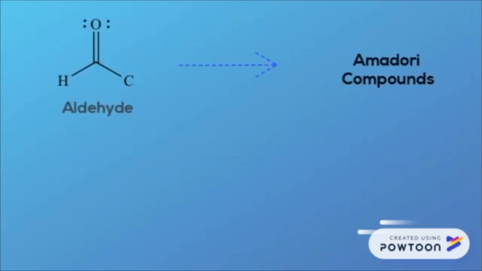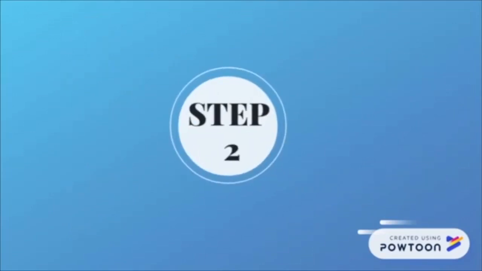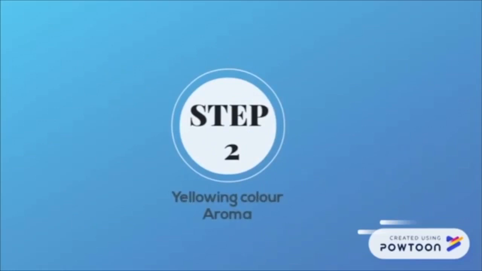Do know that the type of sugar determines the compound formed in the rearrangement step. As we use glucose, an aldehyde group, as the reducing sugar, it undergoes Amadori rearrangement and Amadori compounds form, while if it's a sugar with a ketone group, it will undergo Heyns rearrangement and the Heyns compound will be formed instead. Now we are entering step 2.